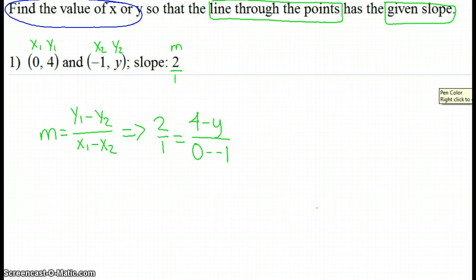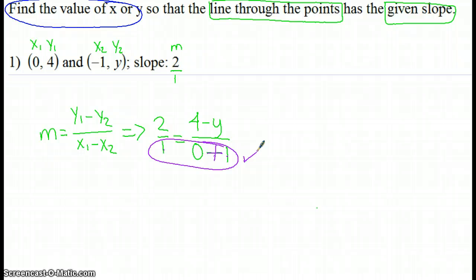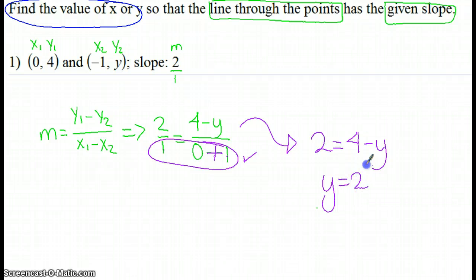From here, I know that 2 negatives become a positive, and I need to check if the bottom, which has all 3 terms filled in, is a correct statement. 0 plus 1 equals 1. That's correct. So because I know that the bottom statement is true, I can solve the top statement for the missing variable. I'm going to come and write it out here. 2 equals 4 minus y. I know that 4 minus 2 equals 2, so y equals 2.